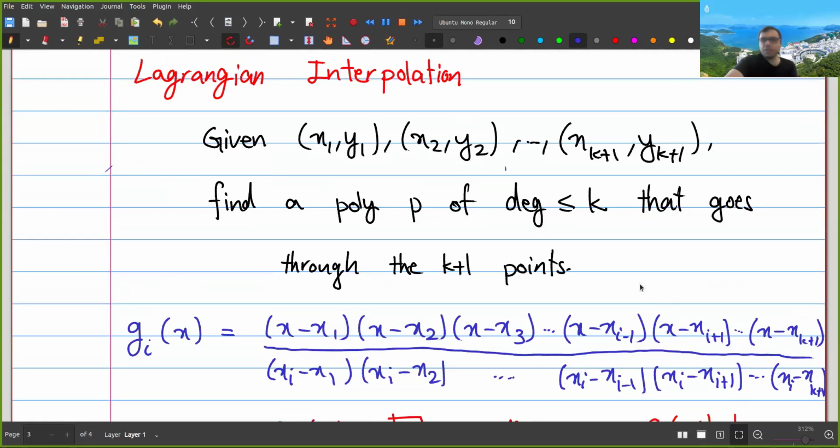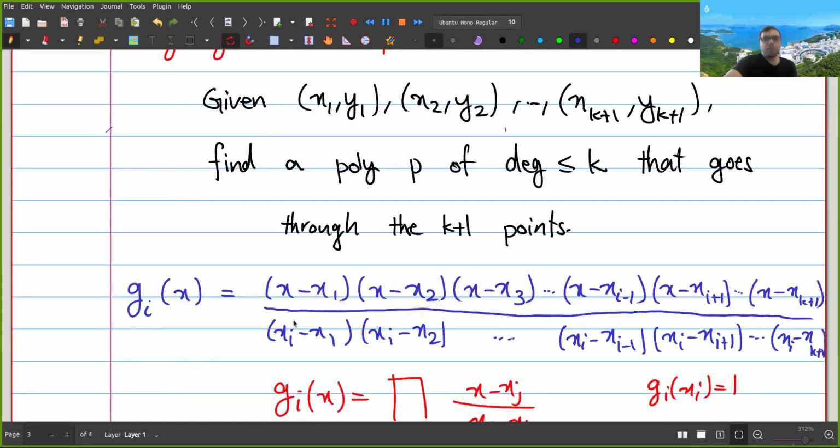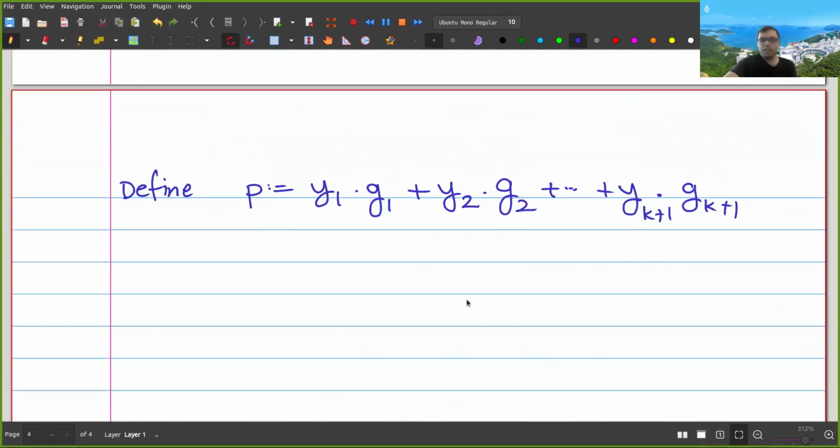And of course, the degree of this polynomial is at most k. Because if you look at each one of these gi's, well, this thing that I'm dividing by is just a numerical constant, right? And in the numerator, I have k terms. So the degree of every gi is at most k. And so this p, which is a linear combination of polynomials of degree at most k, is also going to have a degree of at most k. So I know that the degree of p is at most k.